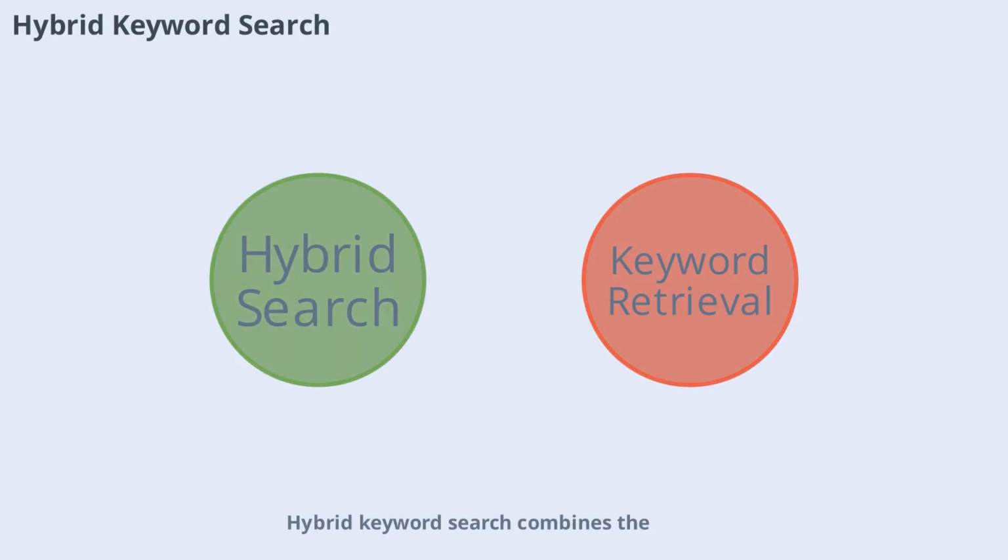Hybrid keyword search combines the strengths of vector and keyword-based retrieval. While vectors capture semantic meaning, keyword search ensures precise matches for terms like serial numbers or product codes. This dual approach is essential for enterprise systems that require both accuracy and specificity.